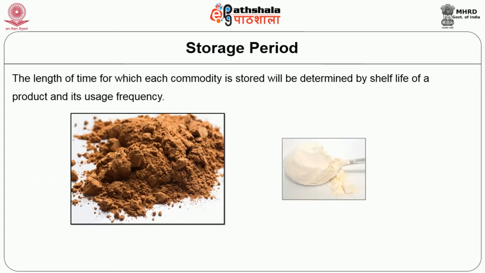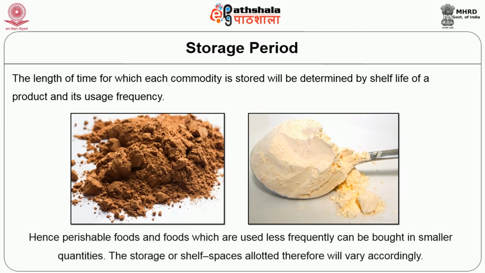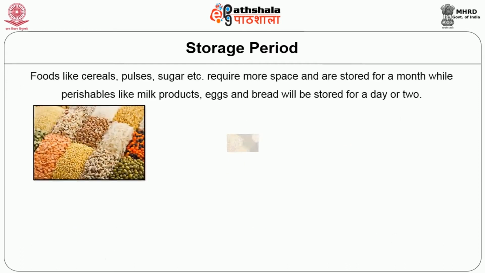The third is storage period. The length of time for which each commodity is stored will be determined by shelf life of a product and its usage frequency. For example, tins of foods like custard powders and other processed foods may be stored for longer period than juices. Hence, perishable foods and foods which are used less frequently can be bought in smaller quantities. The storage or shelf spaces allotted therefore will vary accordingly.